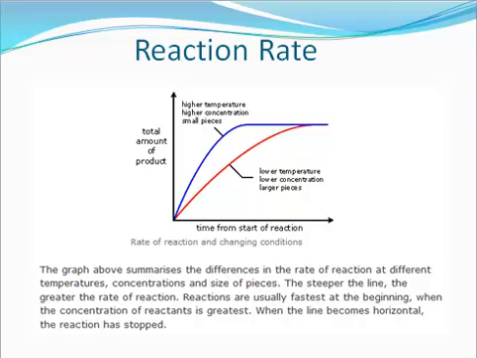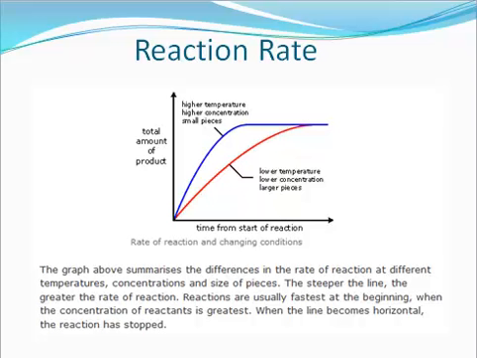You can see that the blue line is steeper. Alright? The blue line became horizontal before the red line, indicating that this reaction happened faster than this red line. The graph above summarizes the differences in the rate of reaction at different temperatures, concentrations, and size of pieces. The steeper the line, the greater the rate of reaction.